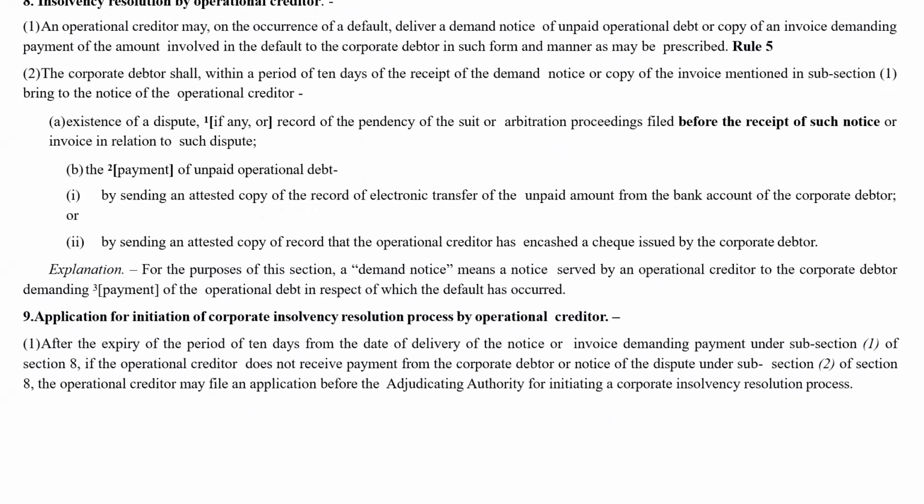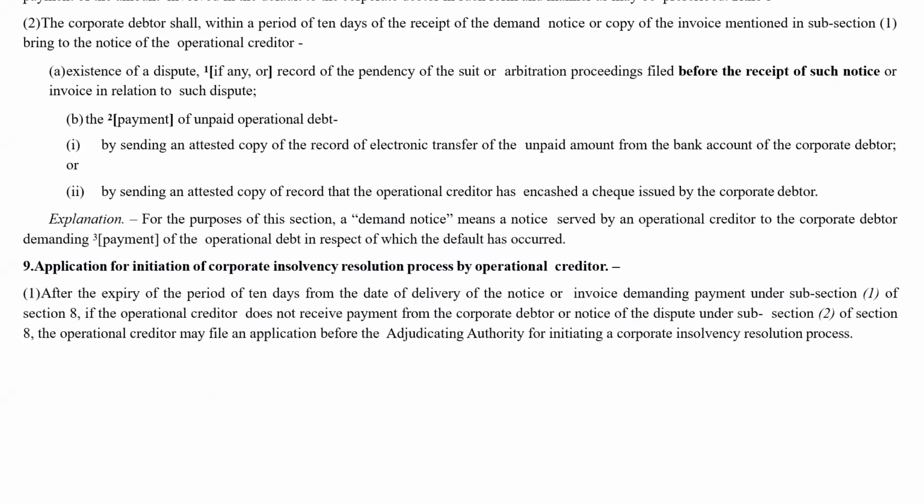So section 9. After the expiry of the period of 10 days from the date of delivery of the notice or invoice demanding payment under subsection 1 of section 8. But the point is, they have said date of delivery. So delivery is important here. Another important thing is service of notice. Explanation. For the purpose of this section, a demand notice means a notice served by an operational creditor. So there must be a delivery, there must be a service of notice. So that is also important.